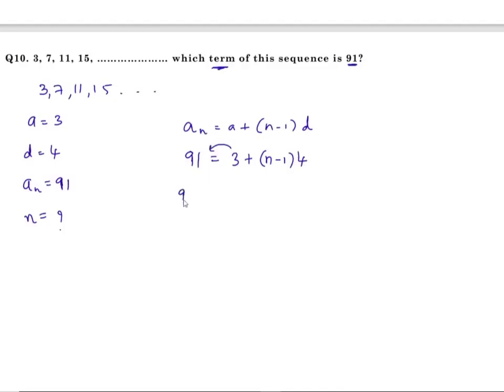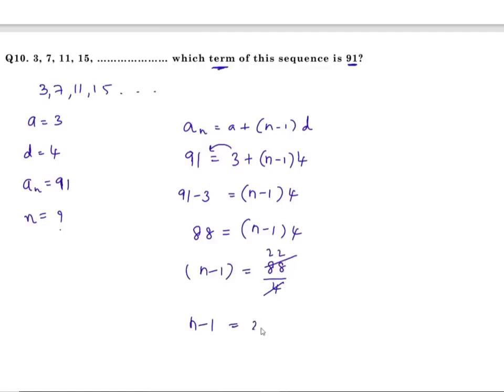Now shift: 91 minus 3 equals n minus 1 into 4. What is 91 minus 3? 88. 88 equals n minus 1 into 4. Now n minus 1 equals what? 88 by 4. n minus 1 equals 22. Now n equals 22 plus 1. Therefore n equals 23. Therefore the 23rd term is what?